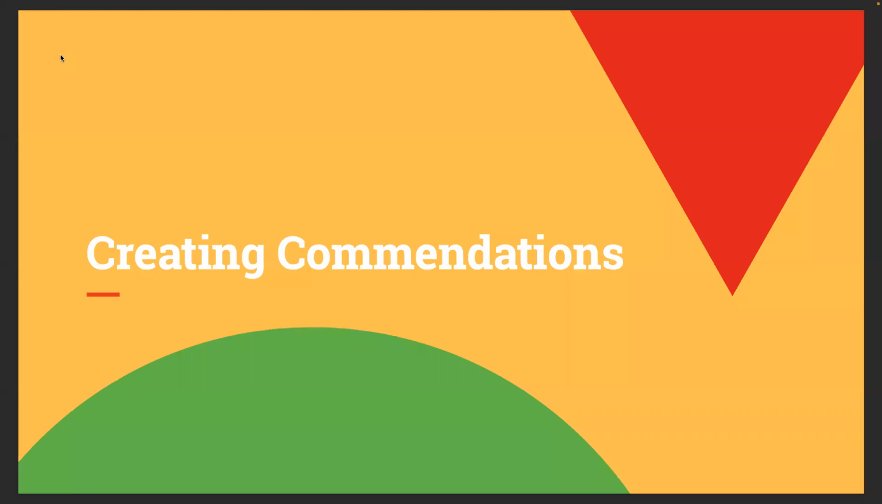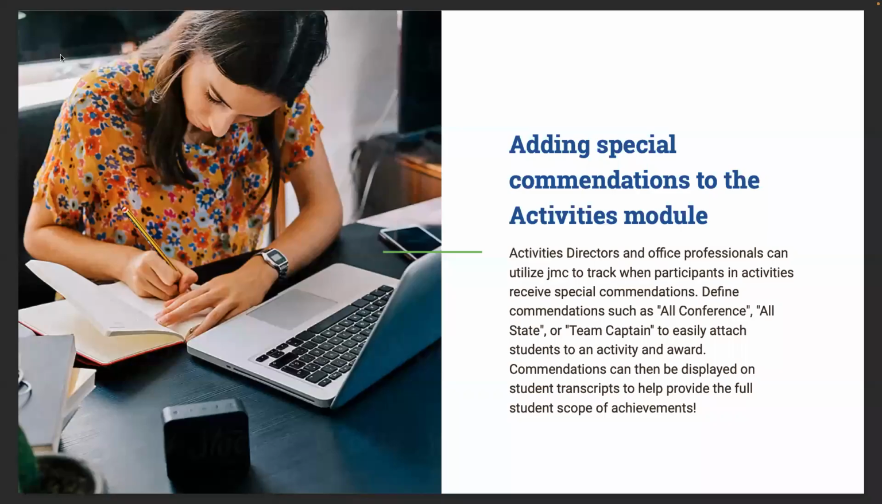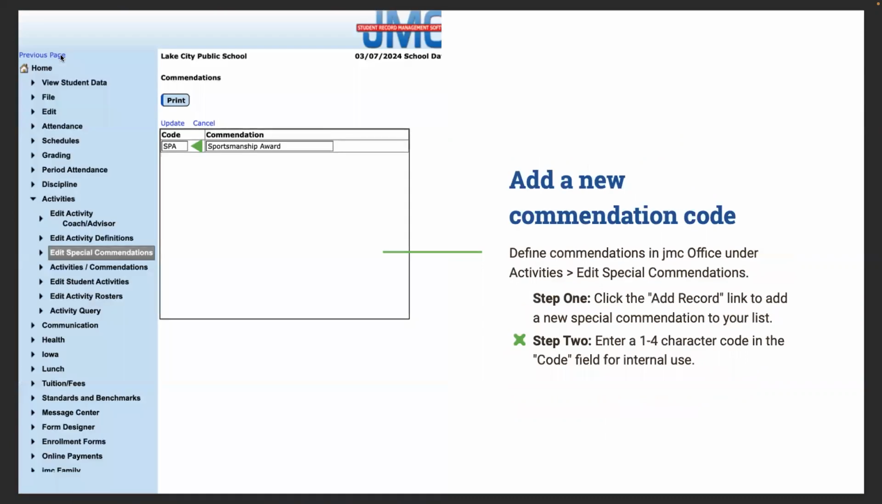Then we'll move on to creating commendations. Activities directors and office professionals can utilize JMC to track when participants in activities receive special commendations. Define commendations such as all conference, all state, or team captain to easily attach students to an activity and award. Commendations can then be displayed on student transcripts to help provide the full student scope of achievements. Define commendations in JMC Office under activities, edit special commendations.